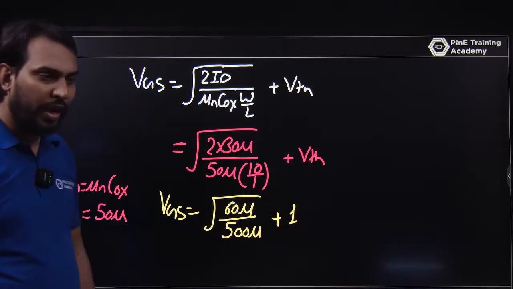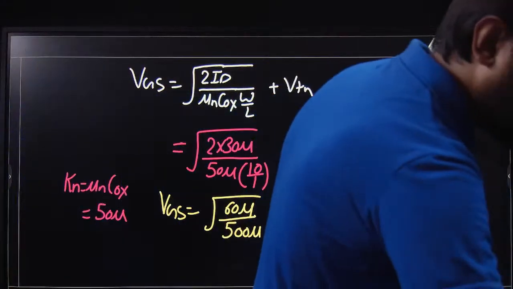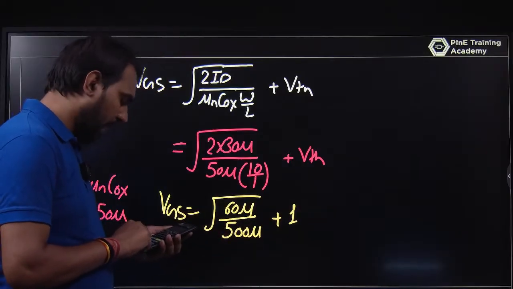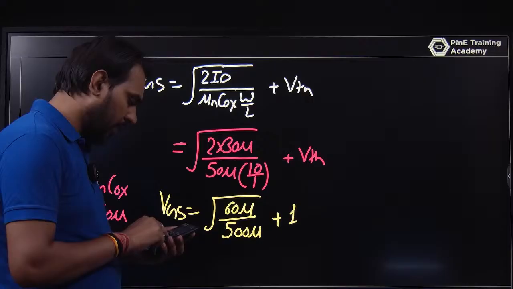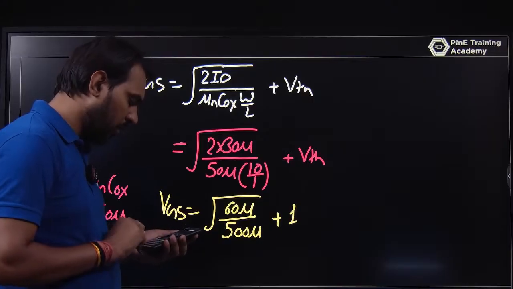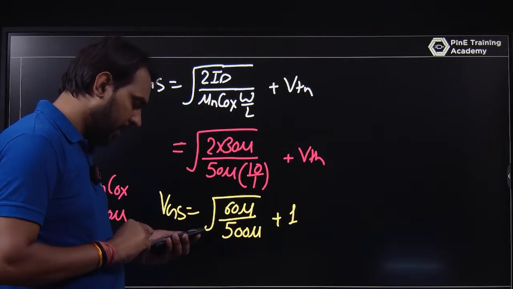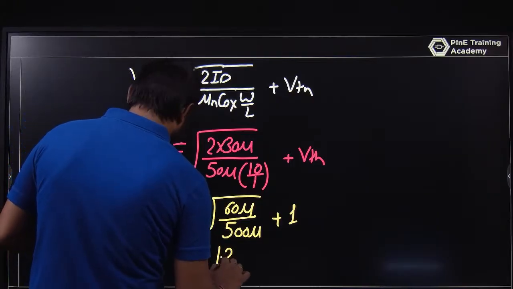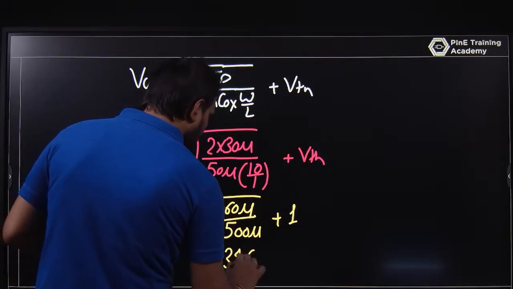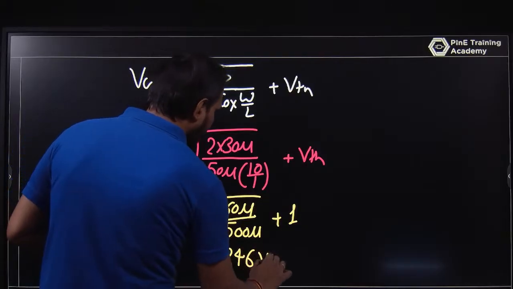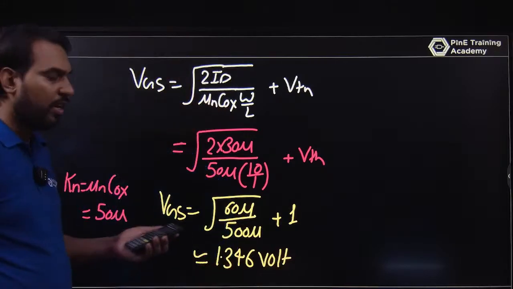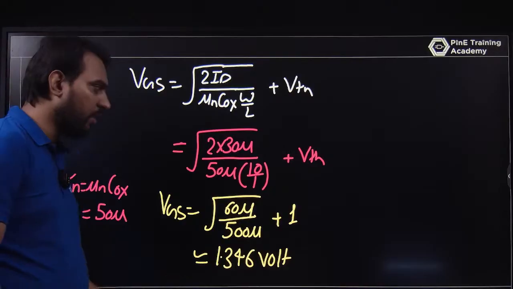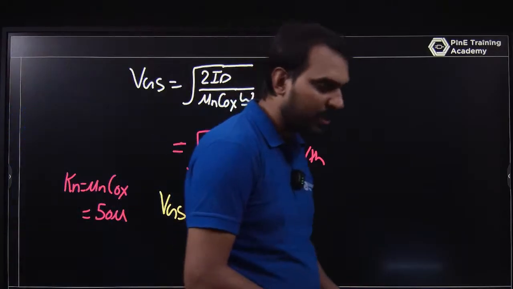If you are solving it by the help of a calculator, this is 60 by 500 to the power 1 by 2, plus 1. This is nearly equal to 1.346 volt. That VGS is 1.346. I am just using a basic equation.